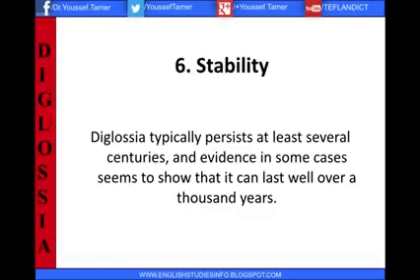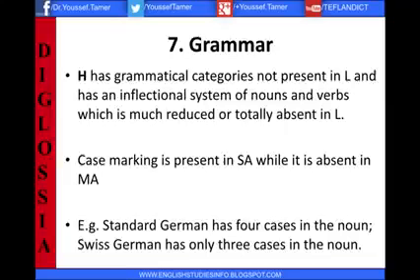Okay, we continue. The grammar. Before you start writing, I want you to compare the grammar of Standard Arabic and the grammar of Moroccan Arabic.